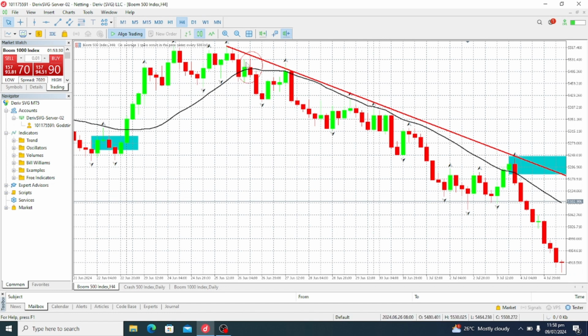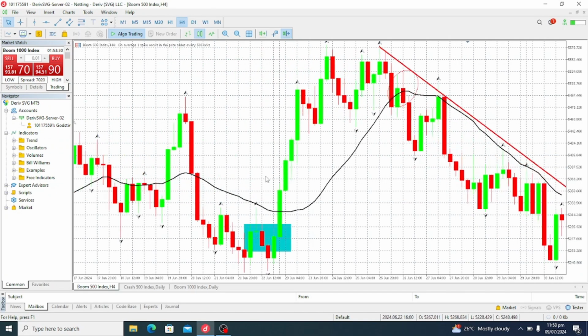Are you seeing this circle? Immediately it breaks out below the moving average, you take your trade. I sent this buy move on the 4 hour time frame.